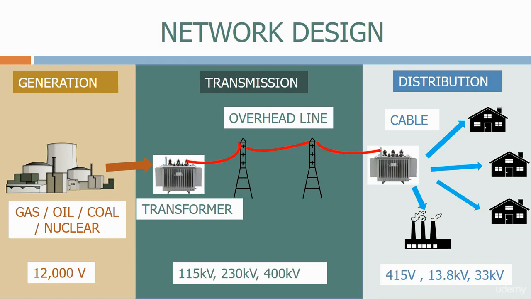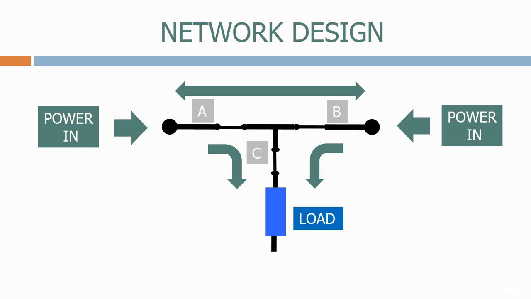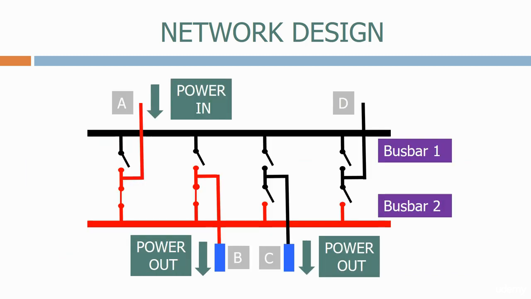We then look at how an electrical power network is designed and operated. We begin by comparing ring and radial systems, before looking at how ring main units are used in a distribution system. We finish the network section by looking at how ring systems are used in transmission substations.